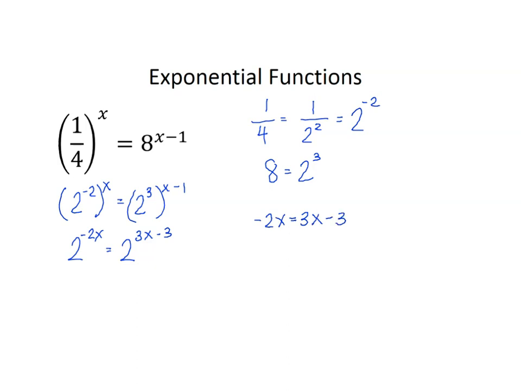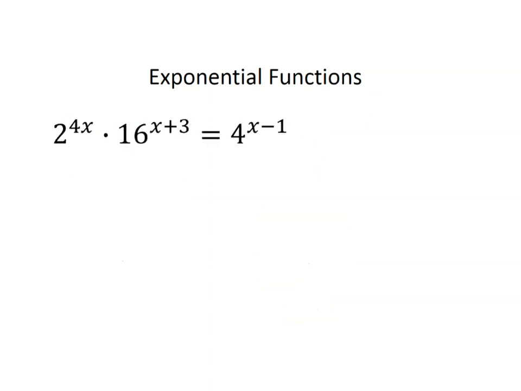Now it's just a matter of solving this two-step equation. I'll subtract 3x from both sides and get negative 5x equals negative 3. Divide by negative 5 on both sides, and I'll get x equals 3/5. Now, as with any equation, once you find your solution, you can always take that solution for x and plug it back in to make sure that the left side does indeed equal the right side.